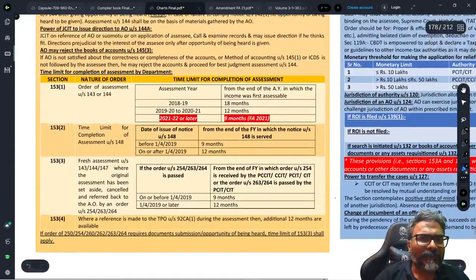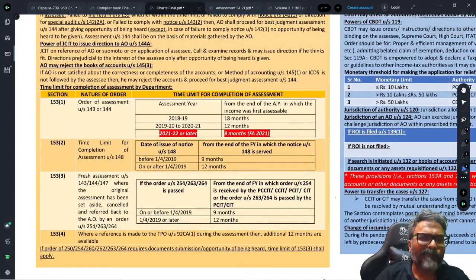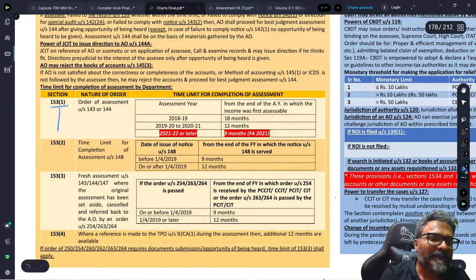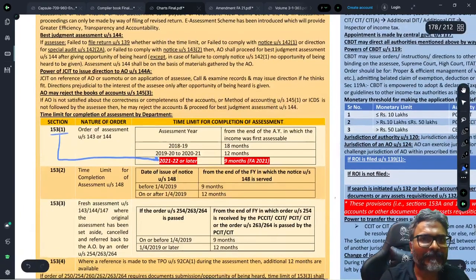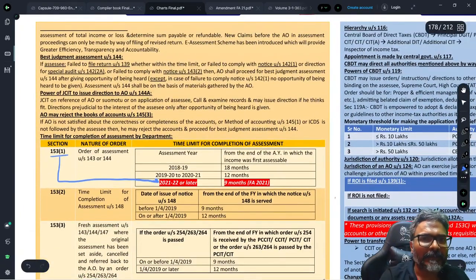Before we start doing the sections, students, I was talking about the time limit to complete the assessment. What is the time limit to complete the assessment? What did I tell you? 9 months from the end of the relevant assessment year. Isn't it? By the way, students, are you aware of it? I think I have discussed this point with all of you.